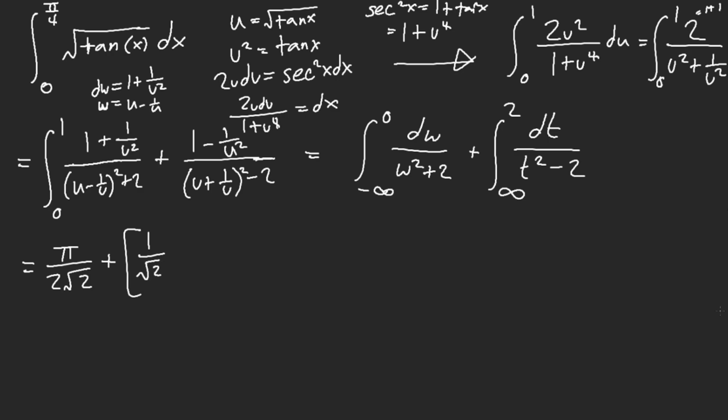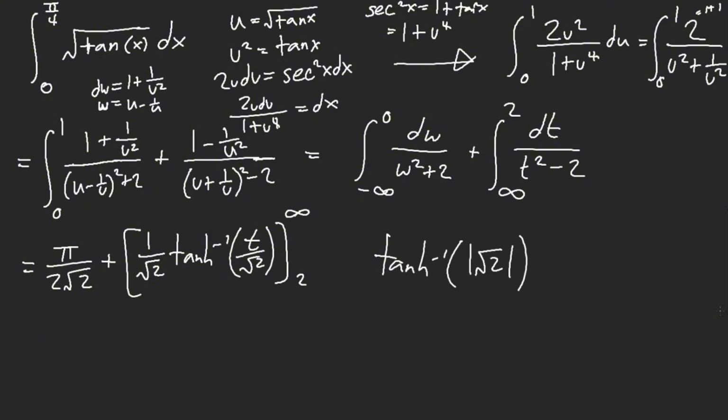1 over root 2 inverse tangent of t over root 2 from, I'm sorry, from 2 to infinity. Okay. Now, here's the difficulty. You cannot leave this as arctangent of root 2 because that is a complex number. Okay. You didn't put any absolute values in. In fact, you can't. You can't leave it like this.